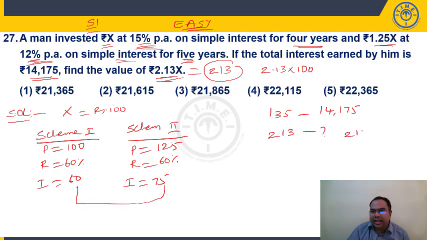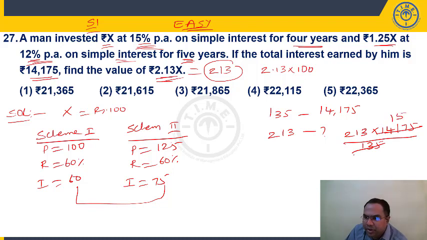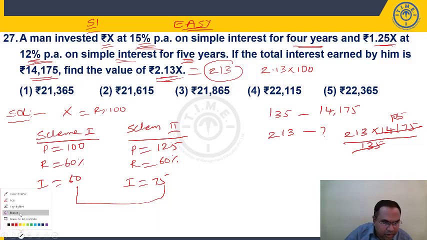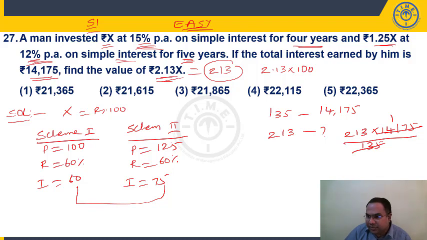213 is how much? Cross multiply. 213 into 14,175 by 135. 135 ones, 135, 675 remaining, 135 5s. Sorry, 105. My mistake. In exam also you don't do this kind of calculation. You have to be a little careful, right? So 135 ones, 135, 67 remaining. 67 won't go in 135, so I'm putting a 0. Then 675, 135 5 times.